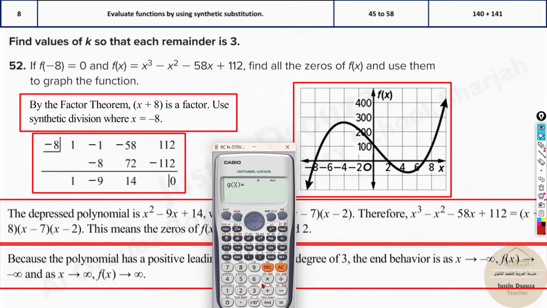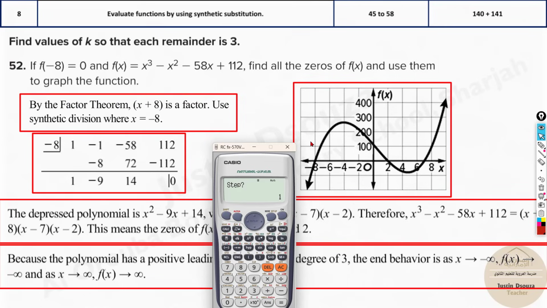This option may not come. If it comes also, just ignore it and press equal to. That's it. Now, where do you want to start? Look at your graphs and see the appropriate range. I'll start over here, say minus 8, and end at around 8 or 9. 8 only I'll end. And let the step be 1.